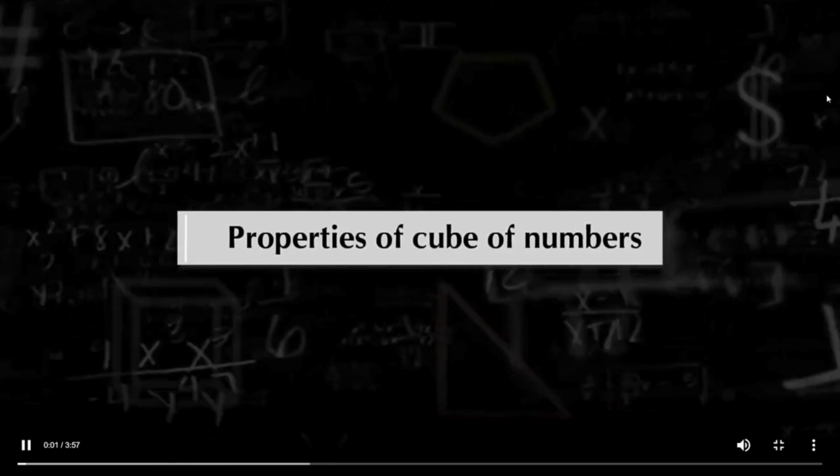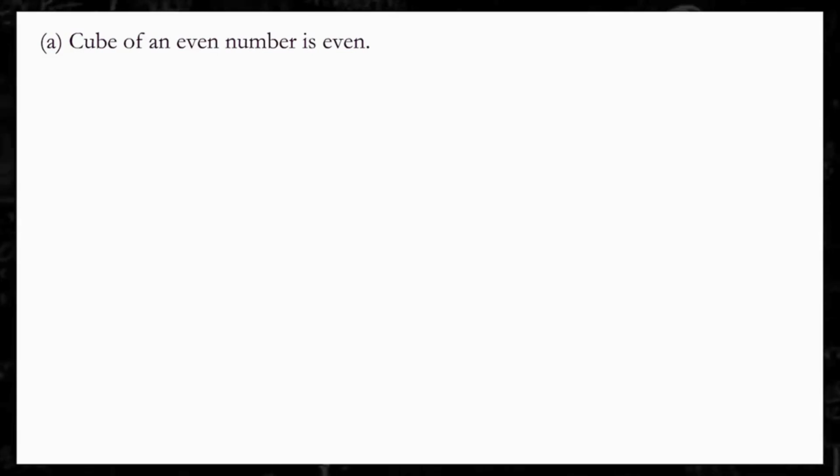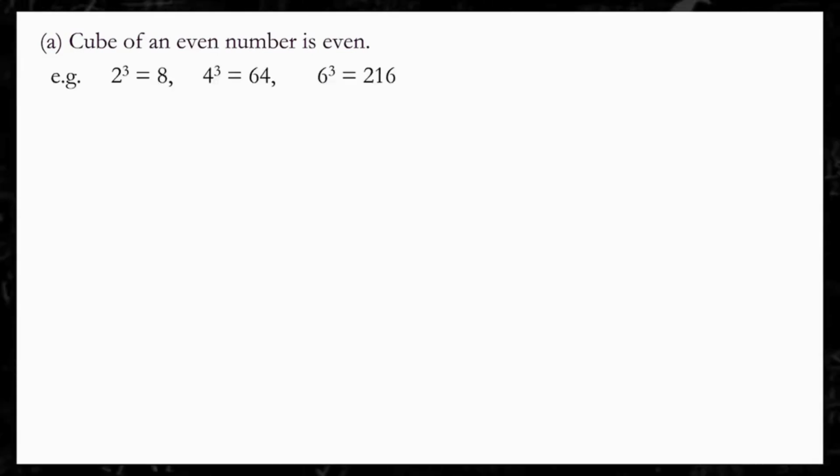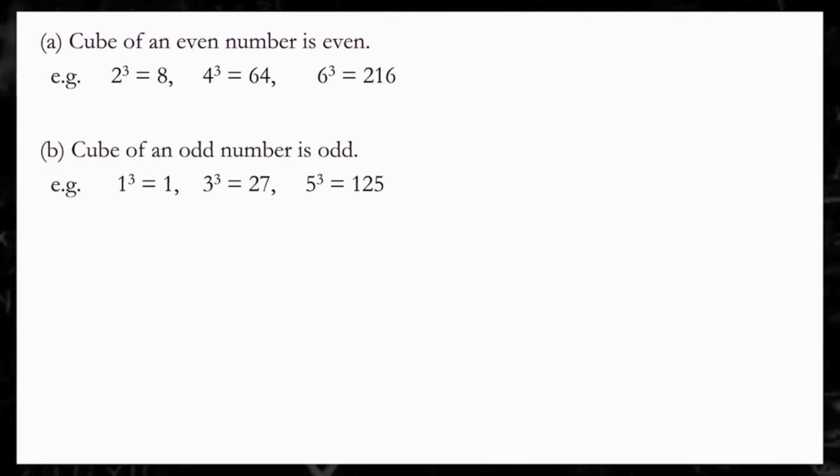Properties of cube of numbers. A. Cube of an even number is even. For example, 2 raised to the power 3 is equal to 8. 4 raised to the power 3 is equal to 64. 6 raised to the power 3 is equal to 216. B. Cube of an odd number is odd. For example, 1 raised to the power 3 is equal to 1. 3 raised to the power 3 is equal to 27. 5 raised to the power 3 is equal to 125.